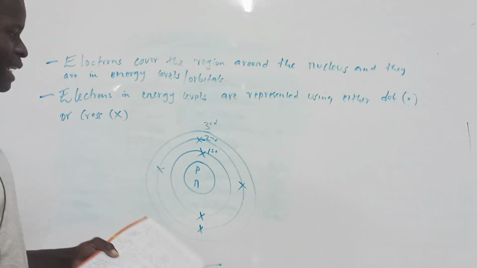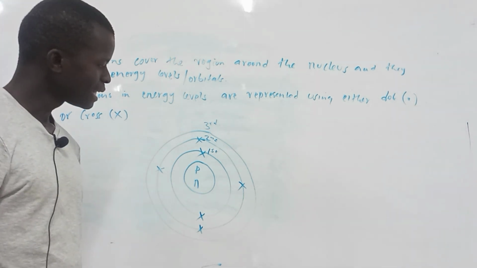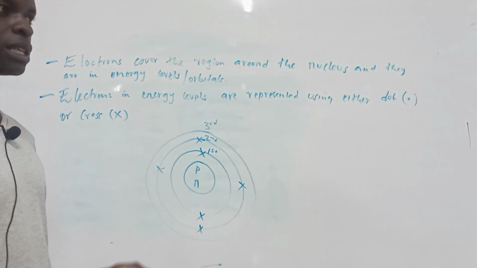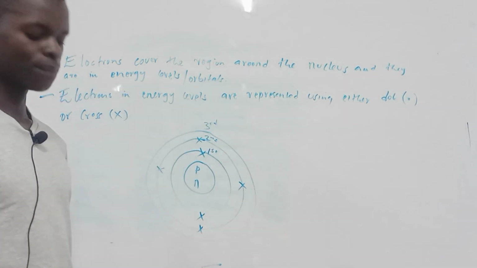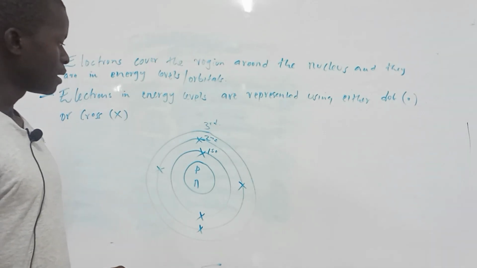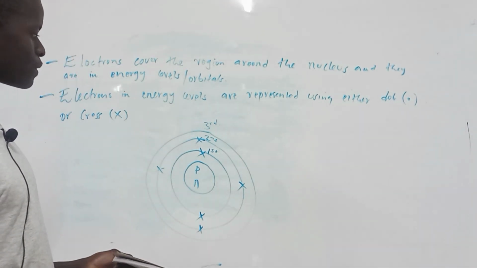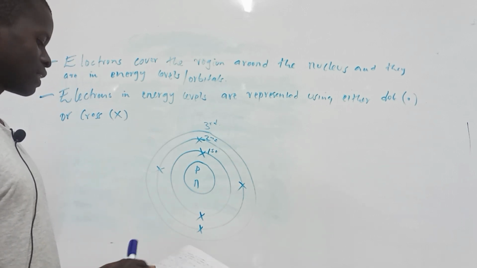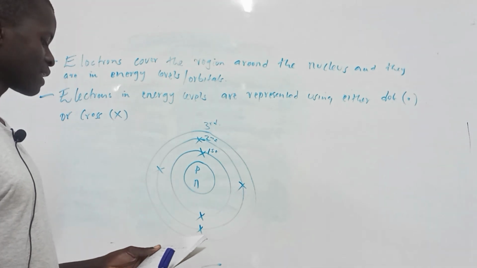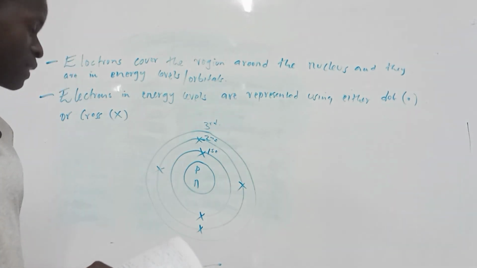So we can say that the energy of electrons in energy levels increases as one moves far away from the center.